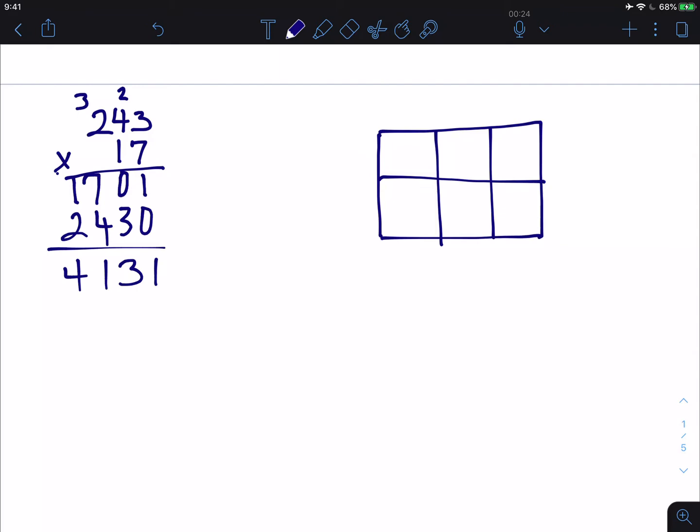When we teach students now about multiplying, generally they learn a different way of visualizing it. So we're going to break this 243 down into its component parts. So the 2 is actually not a 2, it represents 200. The 4 represents 40. And the 3 represents 3 ones. And then this 1 represents a 10, and the 7 is 7 ones. So we've still got the same thing here. This is your 243, and here's your 17 down the side.